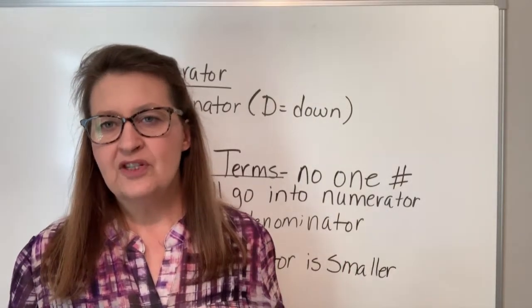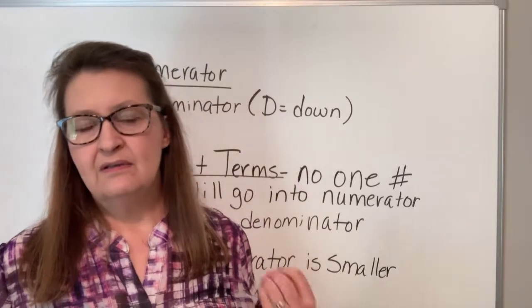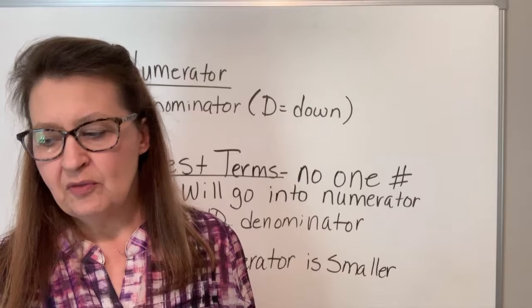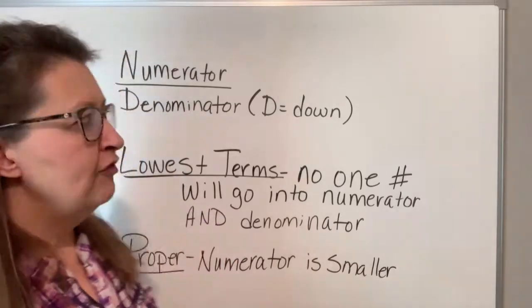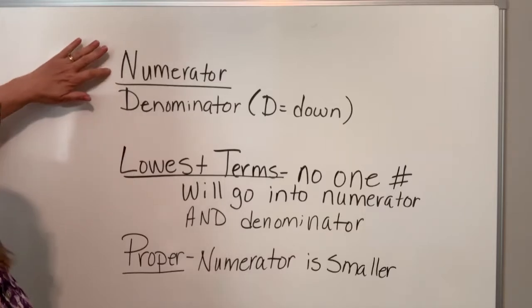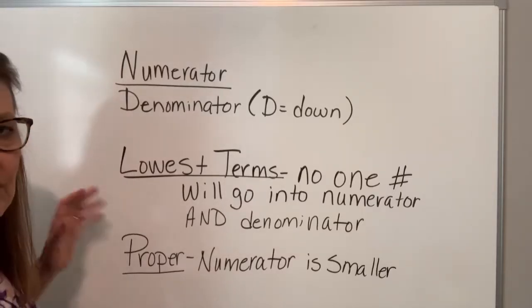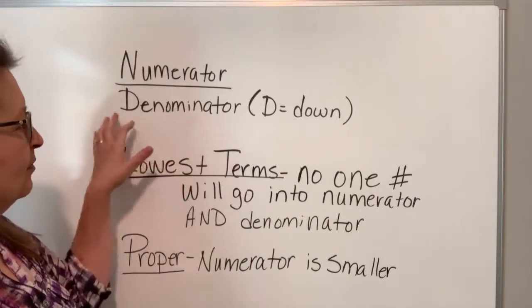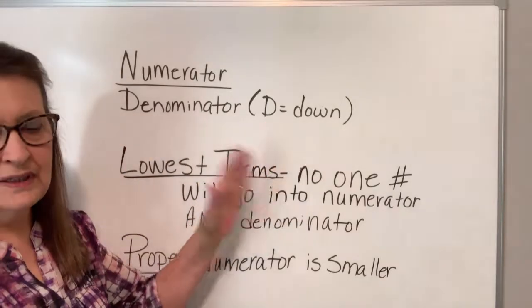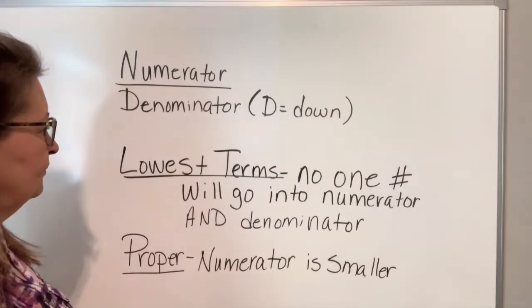First, let's go over some of the terms that I'm going to be using during the lesson. A lot of these you probably already know, but we're going to talk about them in depth. First, numerator and denominator. The numerator is the number on the top. The denominator is the number on the bottom. I always remember that because D and down start with the same letter. They both start with D. That's just my little trick there.